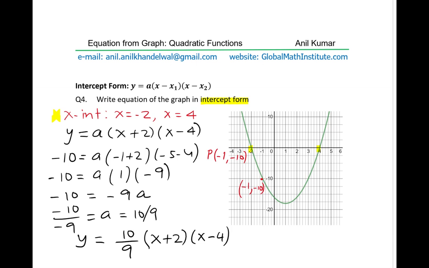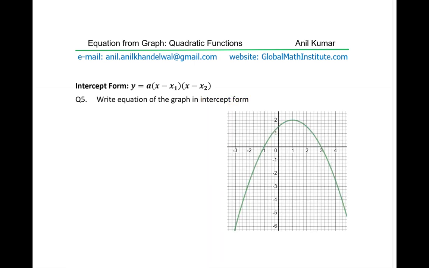Substituting this value, we get the answer, the equation of this parabola, as y equals 10 over 9, x plus 2 times x minus 4. You can verify that this axis is slightly on the left side of 1, so it works out fine. It is a good practice to check your result from the graph. You can also find the minimum point to verify.